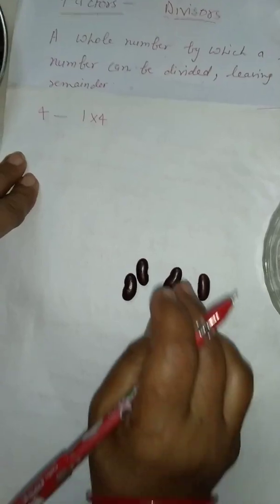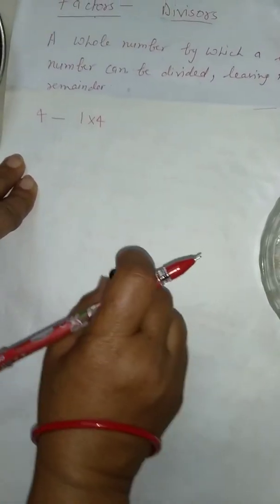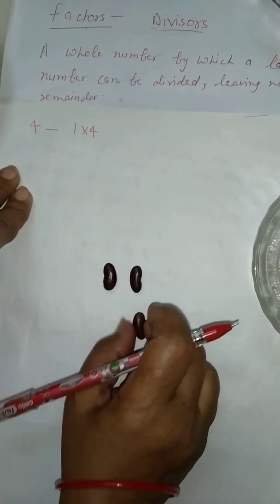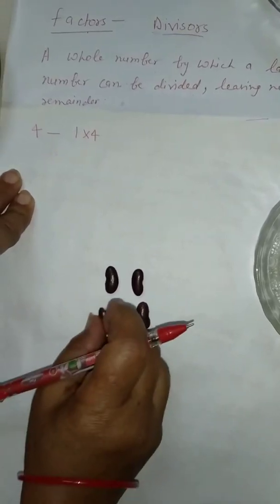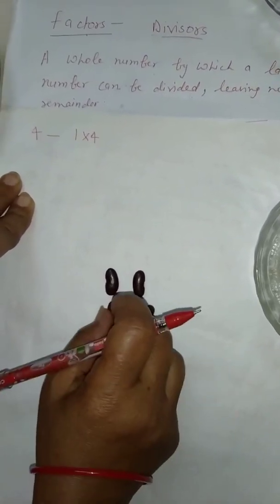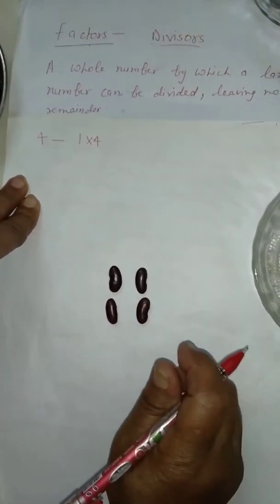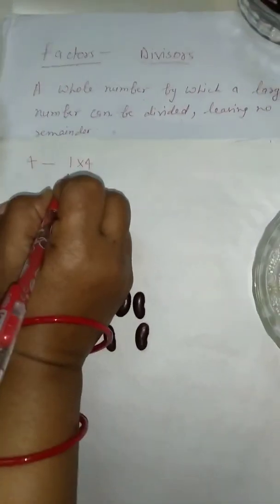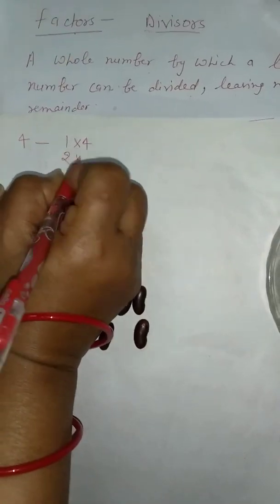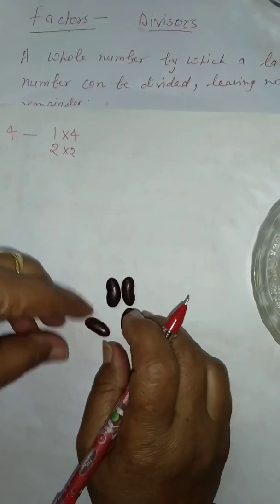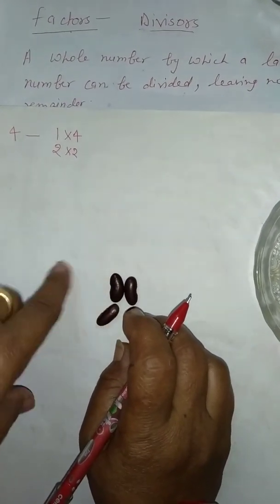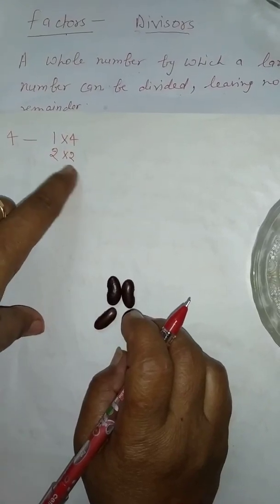Now what is the other method to arrange them? Some students will say that ma'am, we can arrange them like this. Okay? Some students will also say that ma'am, we can arrange them in prayer in this way too. Okay, so you will write 2 into 2. 2 rows and number of students are 2. So you will write like this.